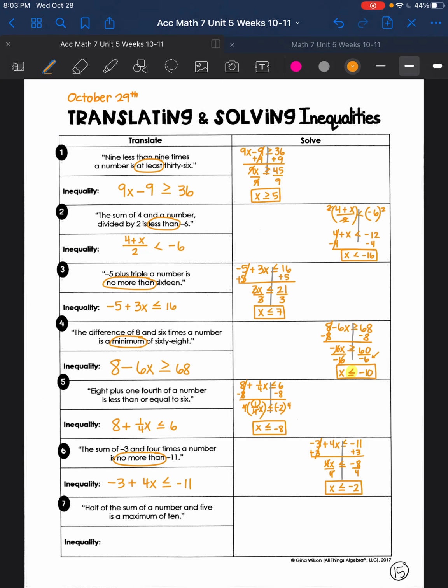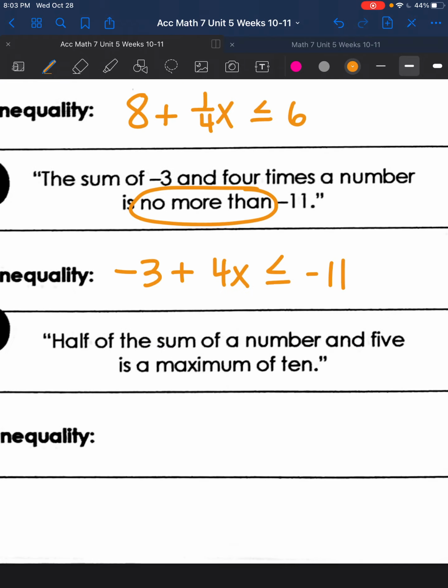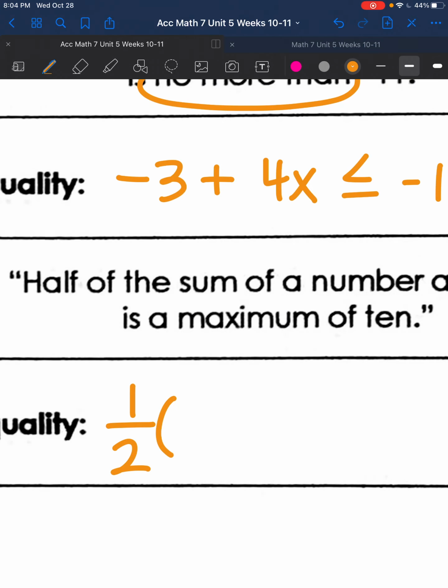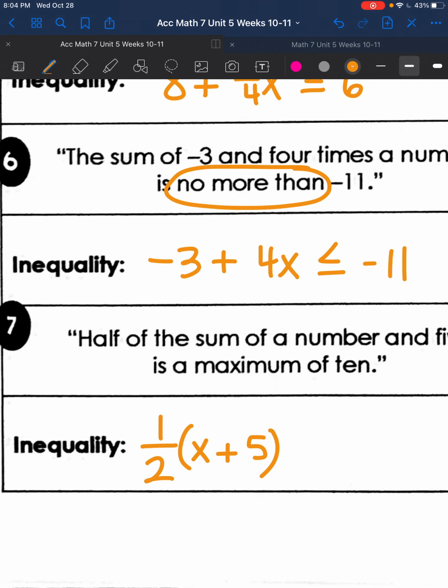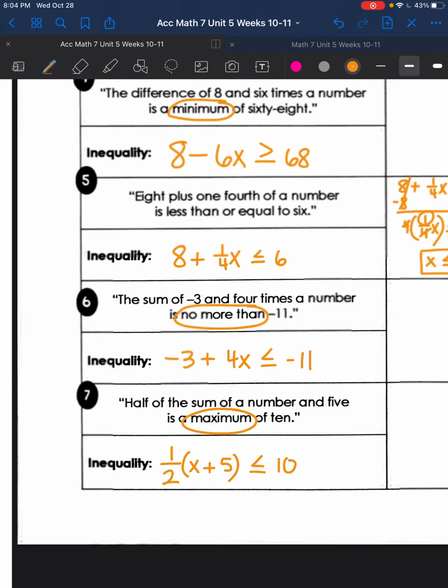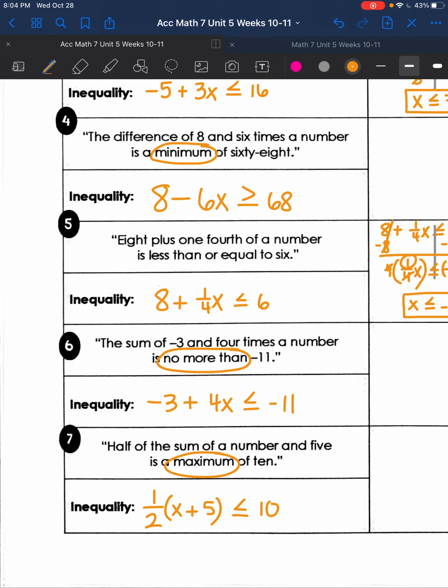Okay, last one, number 7. Half of the sum of a number and 5 is a maximum of 10. Okay, so this one you could write two ways. You could put half out in front. So half of the sum of a number, that means I need to add two numbers together. So the sum of a number, x plus 5, is a maximum of 10. Maximum means less than or equal to 10.